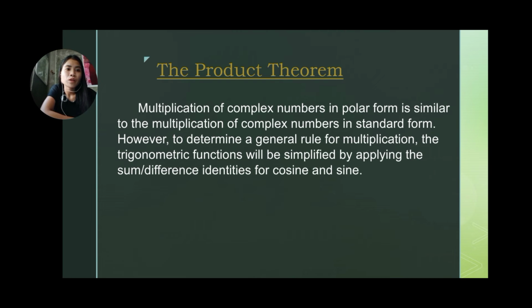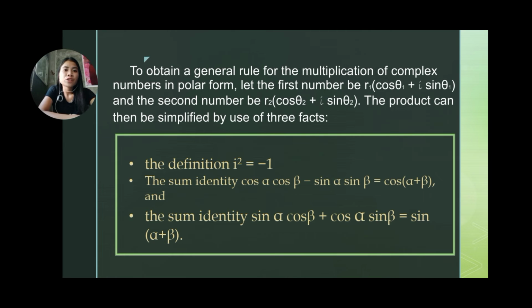Then the product theorem. Multiplication of complex numbers in polar form is similar to the multiplication of complex numbers in standard form. However, to determine a general rule for multiplication, the trigonometric functions will be simplified by applying the sum and difference identities for cosine and sine. To obtain a general rule for the multiplication of complex numbers in polar form, let the first number be r sub 1 times the quantity of cos theta sub 1 plus i sin theta sub 1, and the second number be r sub 2 times the quantity of cos theta sub 2 plus i sin theta sub 2.